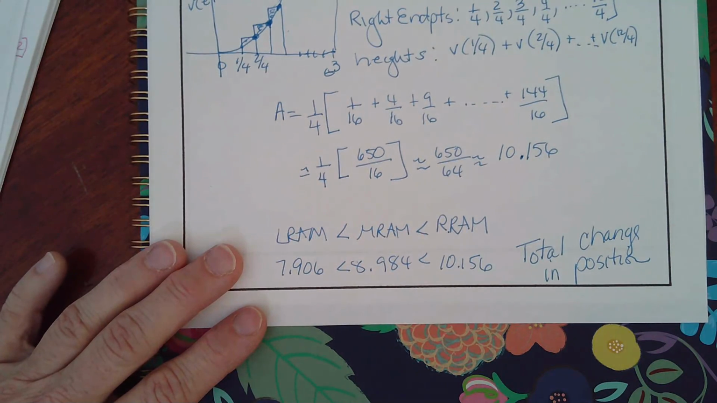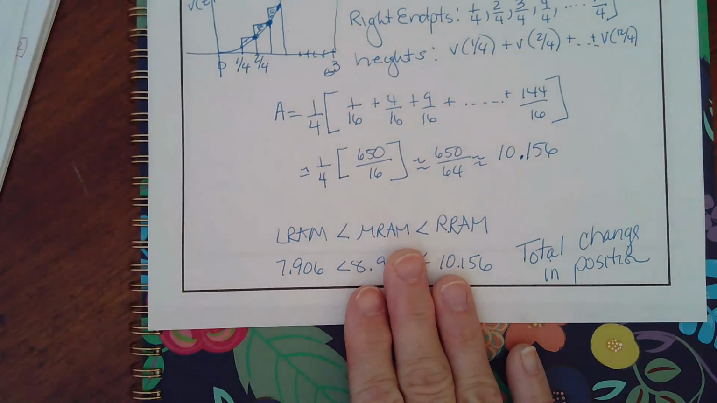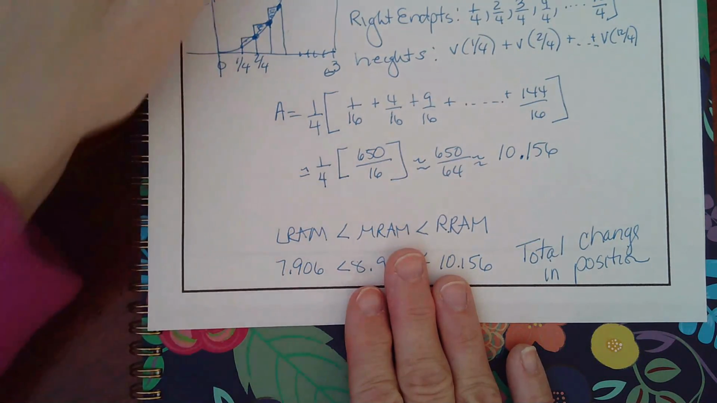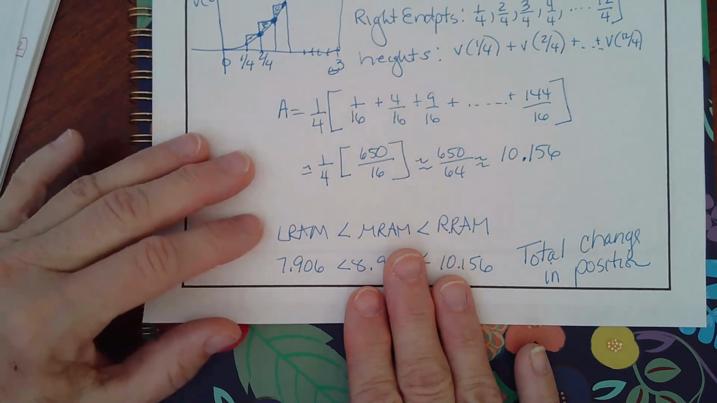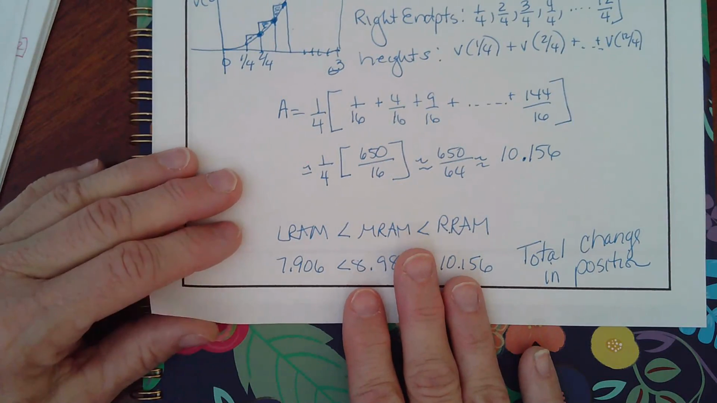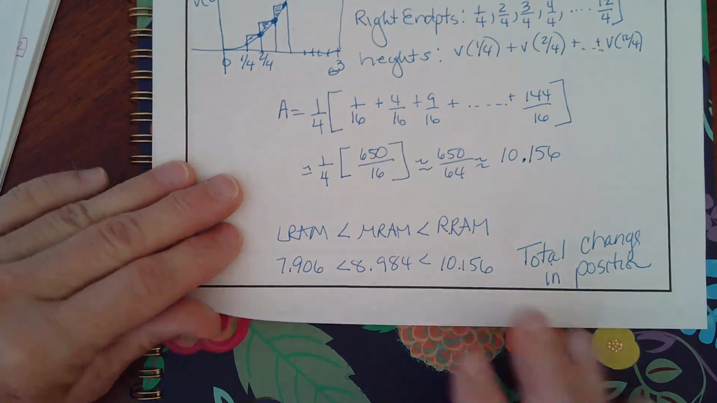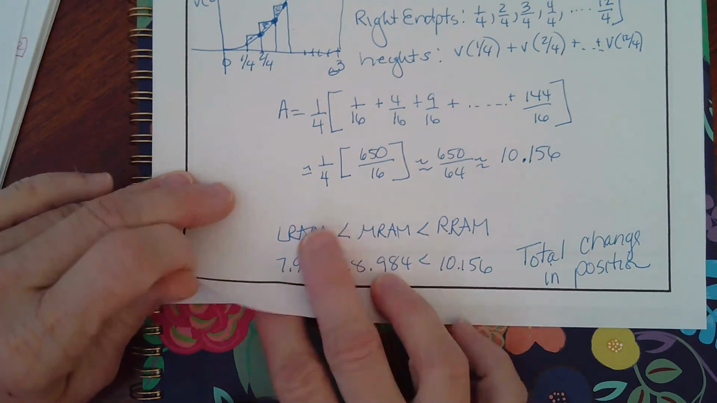So in the next part of this lesson, we will take a look at finding area under a curve when you're given a table of values instead of a function.